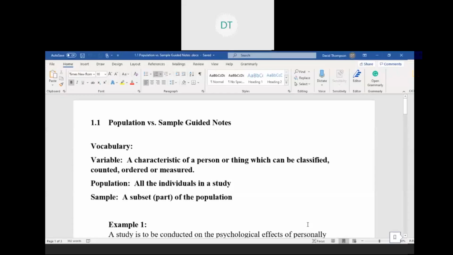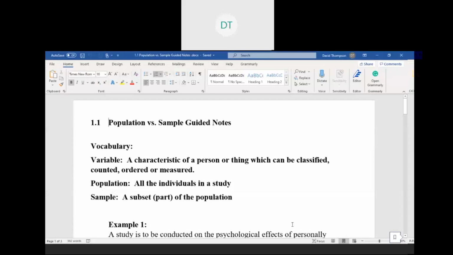In this video, I intend to explain the difference between population versus samples when it comes to statistics. First, we must go over the vocabulary. The first vocabulary word is variable. A variable is a characteristic of a person or thing which can be classified, counted, ordered, or measured.